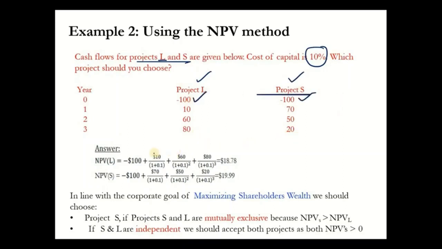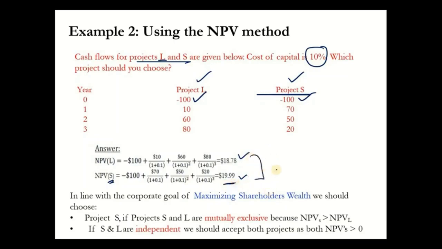Just simply find the present value, the NPV. The NPV of L is 18.96 and for S is 19.99. So which one should we accept? We should accept S because it has a higher NPV than project L. Although both are favorable, S is giving us more shareholders' wealth.